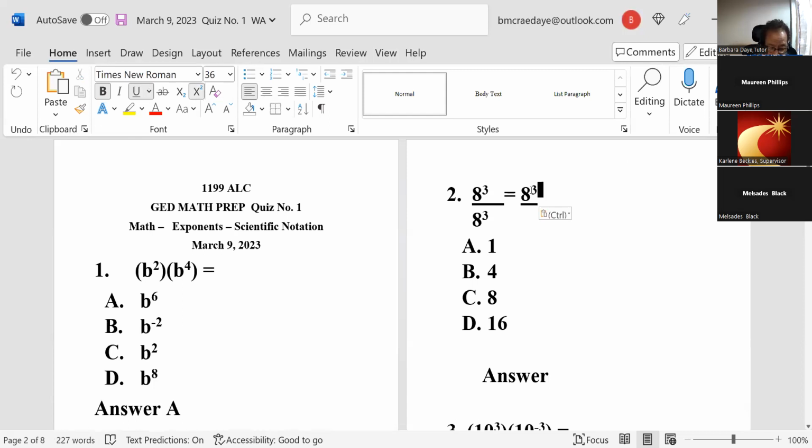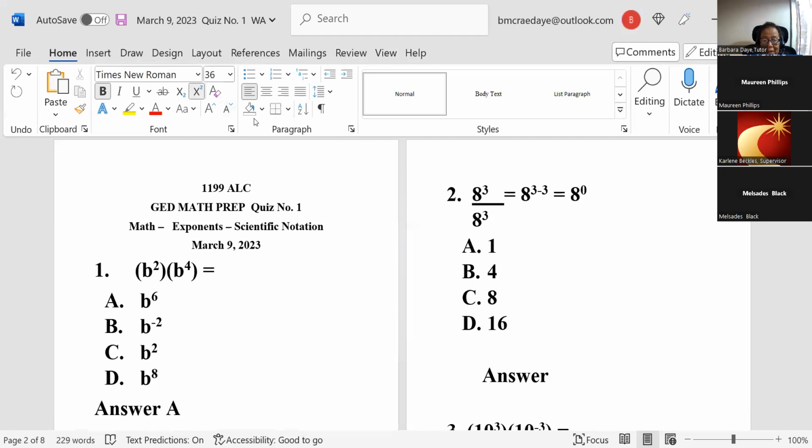So that would be minus 3. So what's 3 minus 3, Mercedes? That would be just 0. 0. That's right. So this becomes, let me just put it here, 8 to the 0. And what's that equal to, Mercedes?